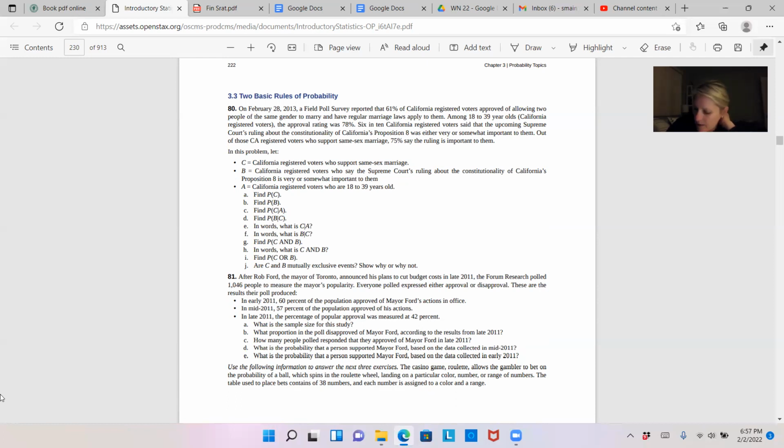Then C says, find the probability of C given A. So given that they are 18 to 39 years old, what is the probability that they are supporting same-sex marriage? They gave us this as well. It says right here, among 18 to 39-year-olds, the approval rating was 78%. So that is the probability of C given A, which is 0.78.